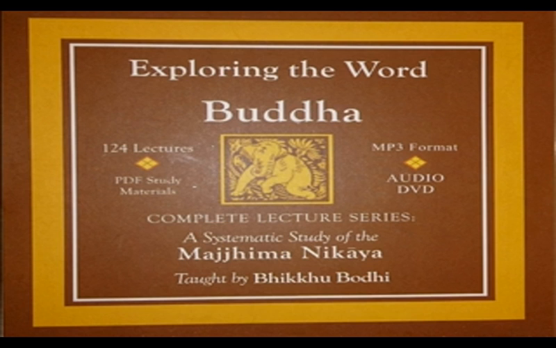Then when the supermundane path arises, all of these eight factors that have been gradually strengthened come together simultaneously, all fully ripe, and they all empower the mind to break through the limits, the boundaries of mundane experience, and to realize the ultimate, the unconditioned, the deathless element, nibbana.